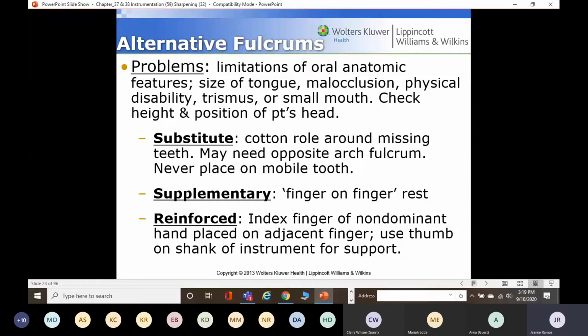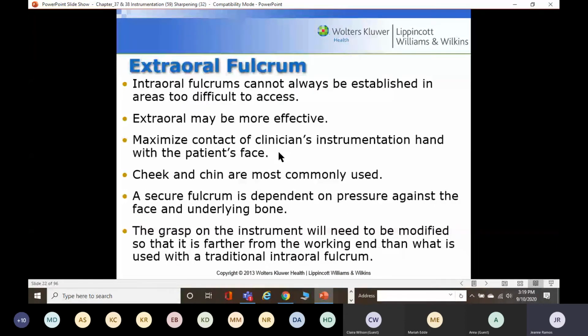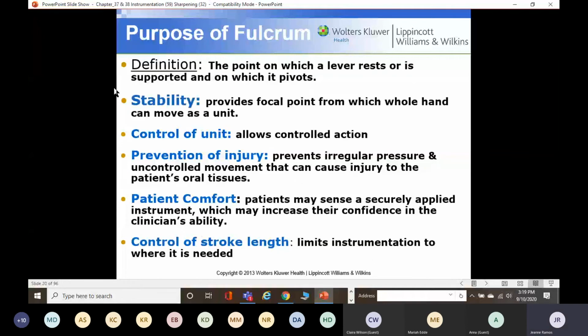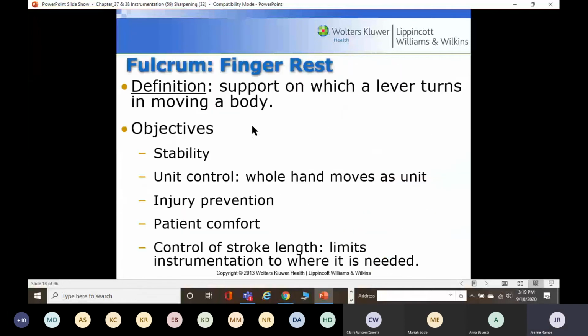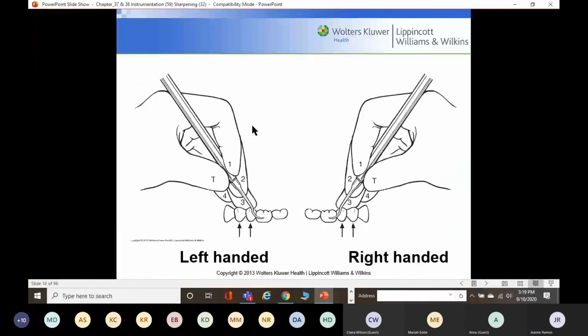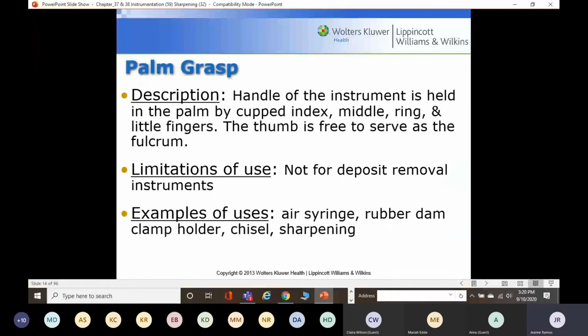Oh, I already did that. Okay. Purpose of the fulcrum, I think I went through that. Carpal tunnel, fulcrum. I don't know how I got so off.